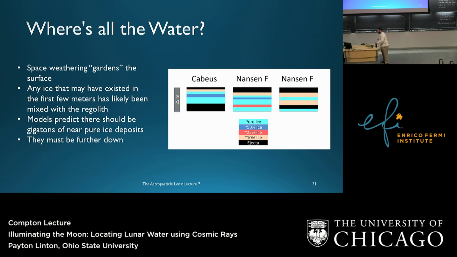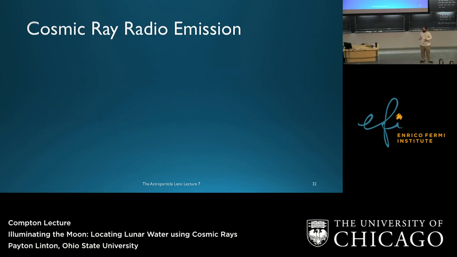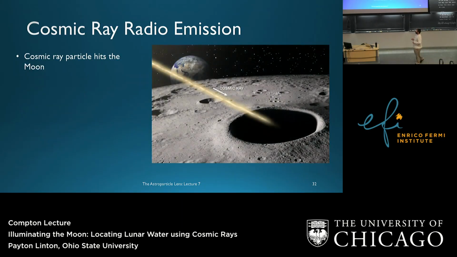And so now the question is, all right, our models are still telling us it should be there, but neutrons aren't getting us there, and we don't want to blow things up. So how else can we probe further down? And for that, we move into looking at cosmic ray radio emission, right?